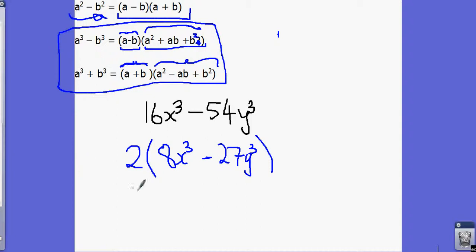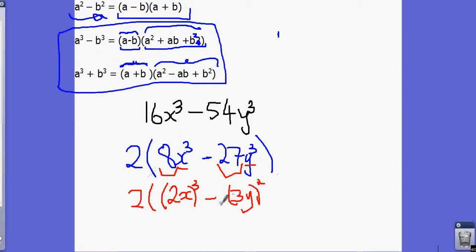Now that we've taken the factor 2 out, we can see that we're left with 8x cubed minus 27y cubed. And again, we have our immediate suspicion that this is the difference of two cubes. We have an x cubed and then taking away a y cubed. We also know that 8 is a cube and 27 is a cube. So we're going to rewrite this again as the difference of two cubes.